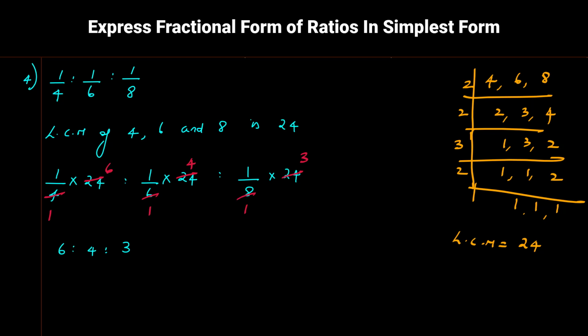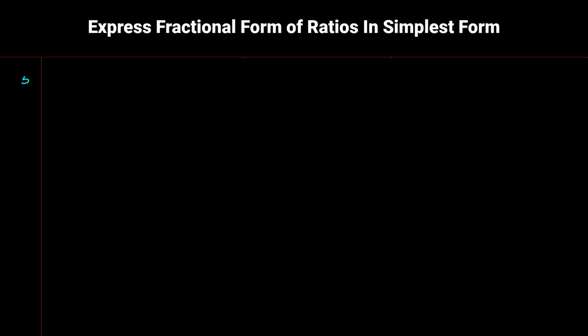Sometimes there might be cases wherein the answer that you get here is not in its simplest form, meaning it can be reduced further. But all the three numbers have to be divided by the same common factor, meaning you can't take 6 and 4 and reduce it to lowest terms just because they both share a common factor. You have to consider 3 also into account. So all the three numbers, if they have a common factor, then you can further reduce them to simplest form. So our final answer for the above given fraction is 6 is to 4 is to 3.